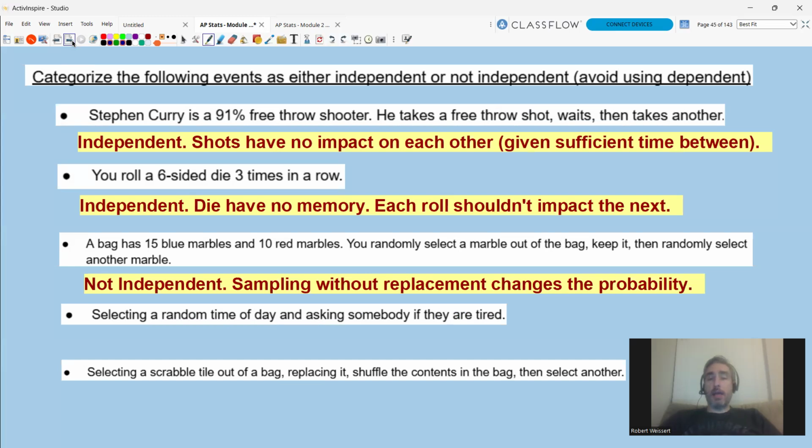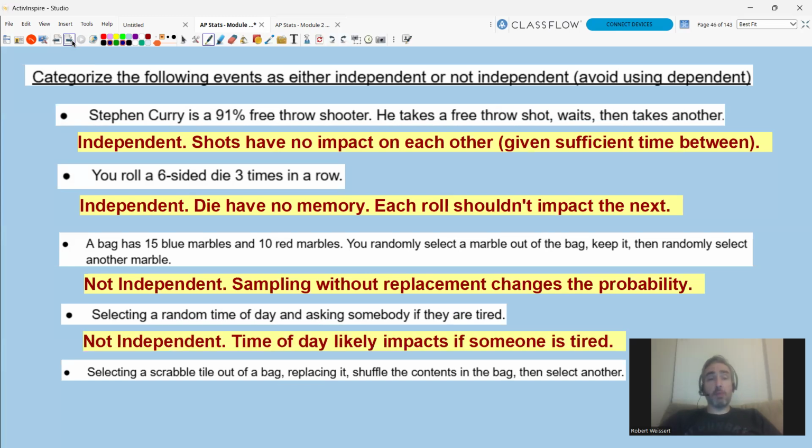Selecting a random time of day and asking somebody if they are tired. Well, if it's really, really late at night or early in the morning, they might be tired. I would say they're not independent. Time of day likely impacts that.